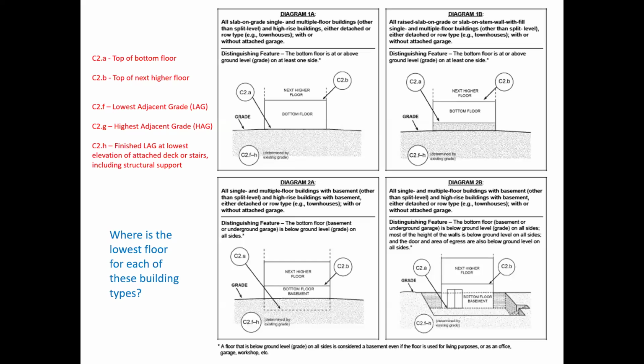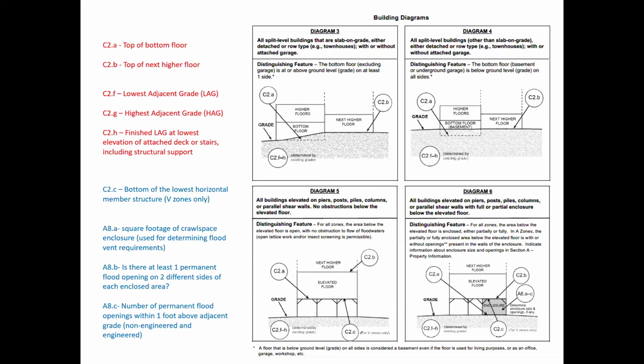But yeah, and then you always have the building diagrams that show you where the lowest floor is for the type of foundation that you have. So you'd want to verify that they've picked the right diagram for section A, and then verify that the lowest floor, including a basement, is at or above 1 foot above the BFE. So again, the same thing, just it also shows you where the lowest adjacent grade is located, and deck or stairs, which is also part of it.